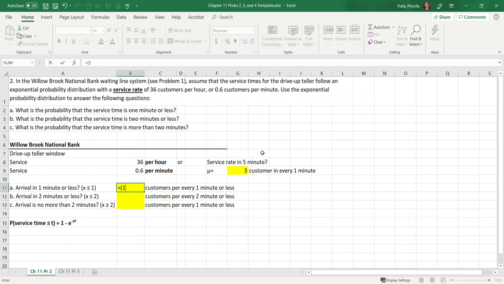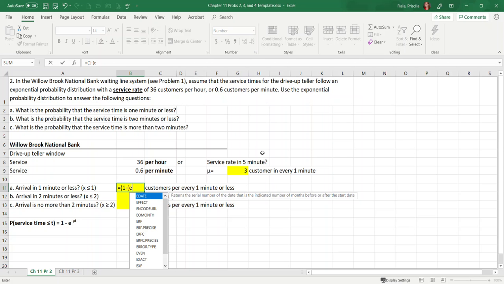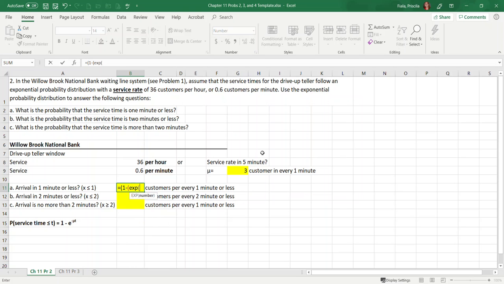So Excel understands there's more than one equation. And then minus, I'm going to open a new one over here because I'm going to do exp for exponential. And then I'm going to open one more parenthesis to put the actual values. So minus, we have minus my service time right here per minute times how many minutes I'm trying to do, 1 or less.